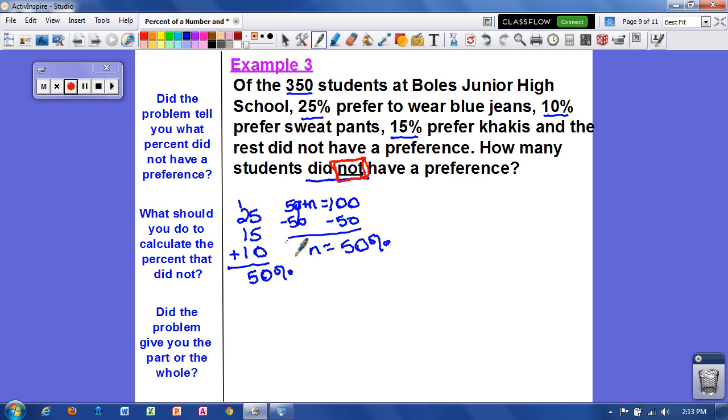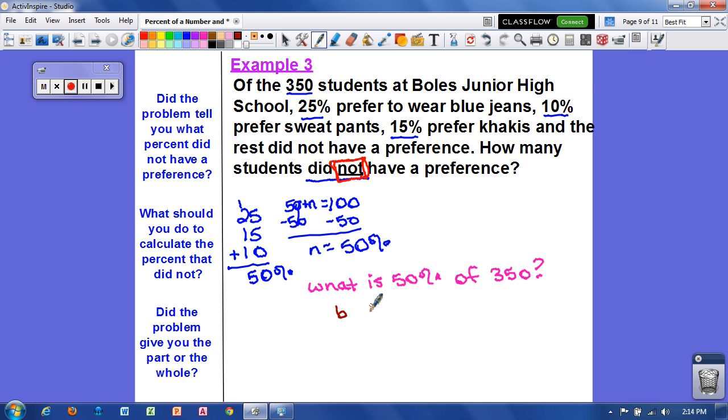All right, now that I know that 50% did not have a preference, I want to know how much that is out of 350 students. So now I'm concerned with what is 50% of 350? All right, now I just have to write everything. What? That's our variable. Since I already used the letter N, I am going to use the letter B since we're talking about Bowles students.